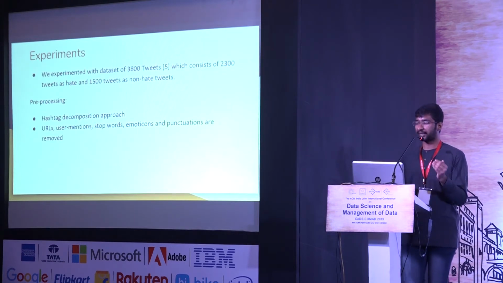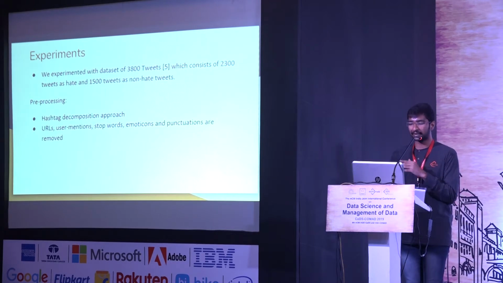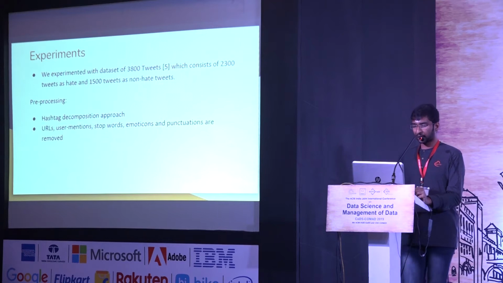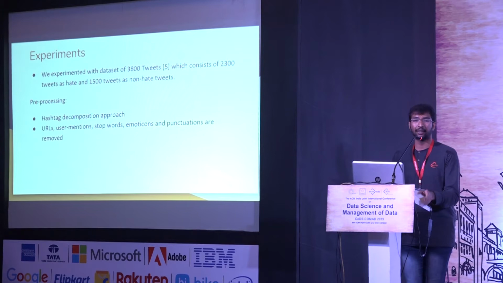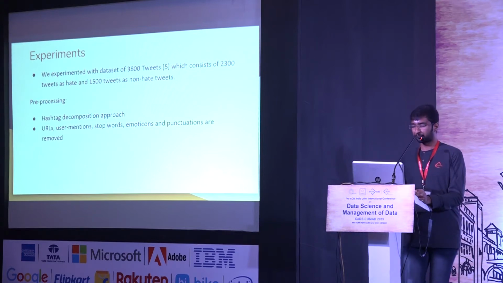For our data set, we collected 3,800 tweets, of which 2,300 are labeled as hate and 1,500 as non-hate. We did pre-processing techniques generally found for tweets: hashtag decomposition, where we break at camel case and remove the hashtag. We also removed URLs, user mentions, and stop words from the tweets.